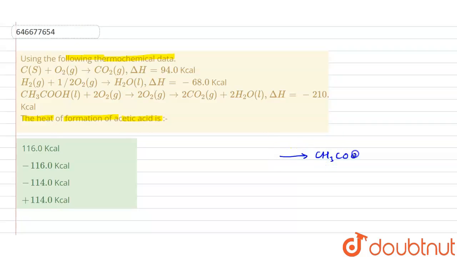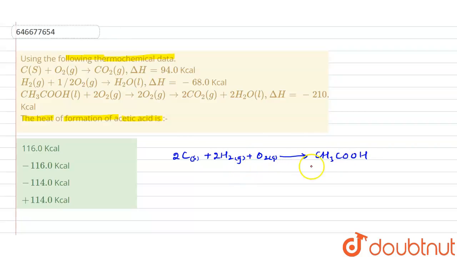How will the acetic acid form? Acetic acid is basically CH3COOH, and that can be formed using the constituent elements of this compound. The constituent element will be carbon, so twice of carbon solid we have to take. How much hydrogen is there? 4, so twice of H2 will be there in gas form. And how many oxygen are there? 2, so O2 gas will be there. We have to take the constituent elements carbon, hydrogen and oxygen in their standard form.